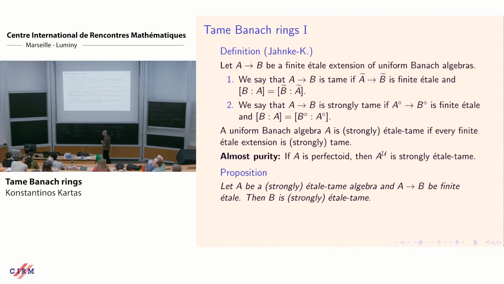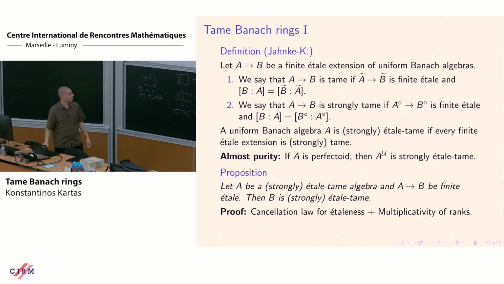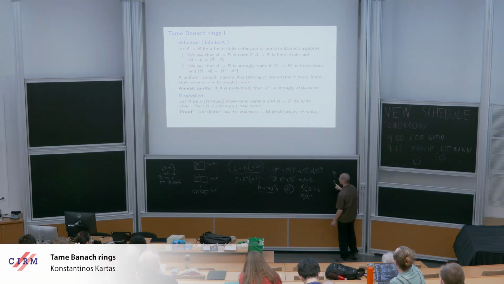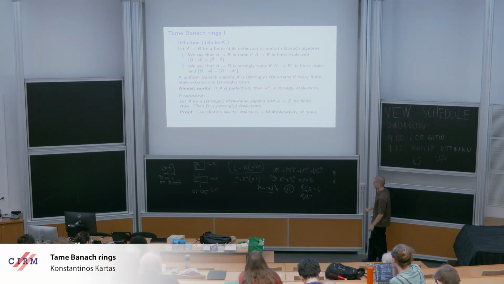And so this is the analog of the fact that if you take a finite extension of a tame field, it's tame. And the proof is quite simple. So, let's do it. You assume that A is etale tame and you want to show the same for B.